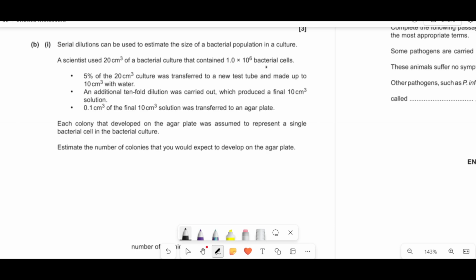So, serial dilution questions. Follow the story and do it step by step. Serial dilution can be used to estimate the size of this.